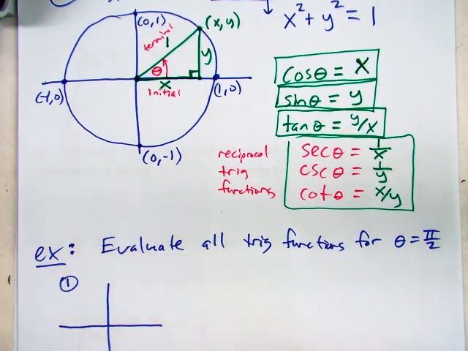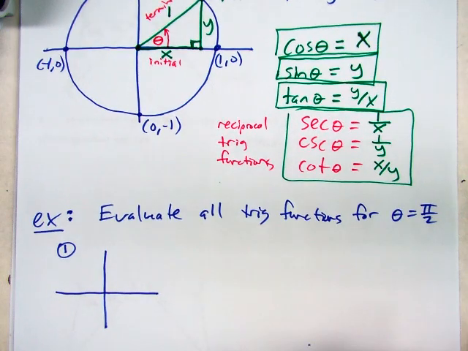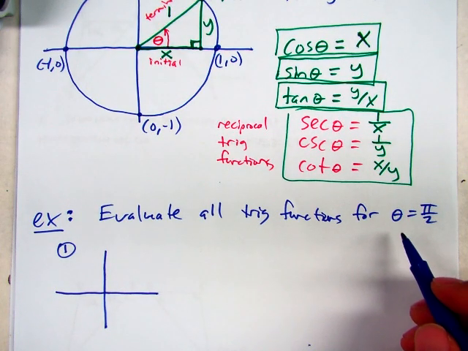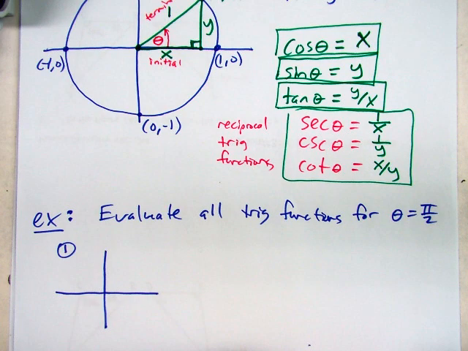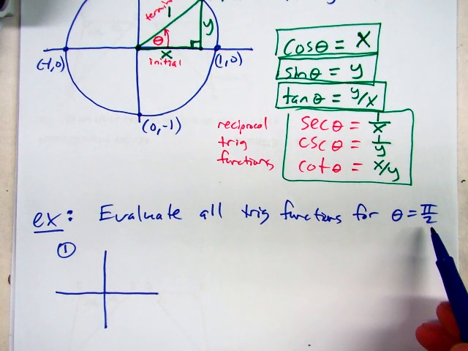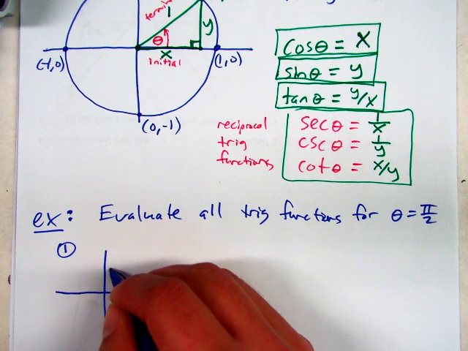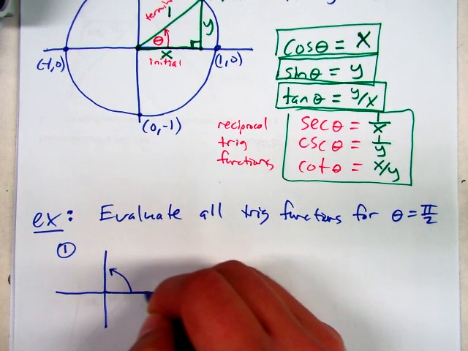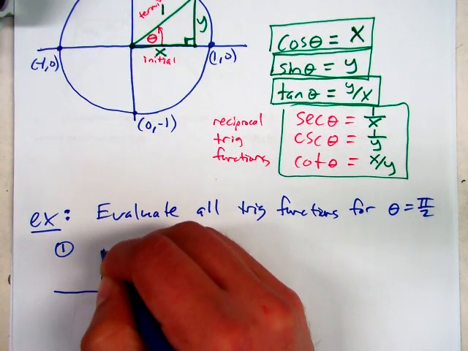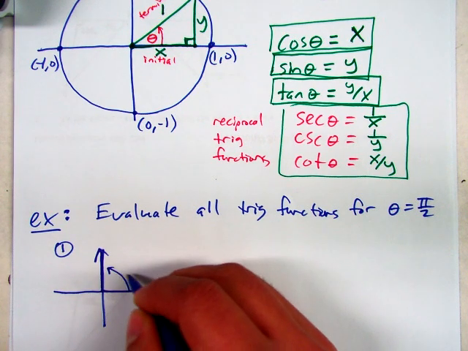Okay? So the first thing we're going to do when they give us an angle, remember how yesterday we drew an angle on the xy plane? Pi over 2, do you guys know what that is yet? 90 degrees. So what we're going to do is draw an angle that starts here and ends right here and makes a 90-degree angle.